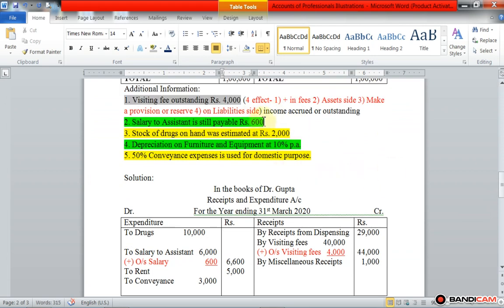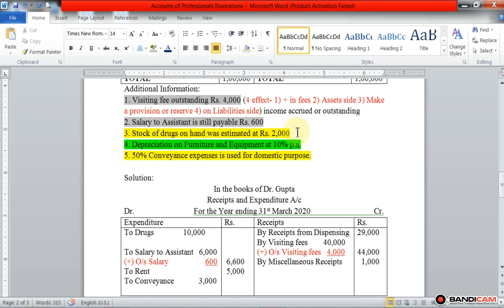Now additional information number third. Stock of drugs on hand was estimated at rupees 2000. Okay, drugs purchased amounted to rupees 10,000, out of which 2000 remains in hand with Dr. Gupta. It means rupees 8,000 of drugs are sold out by Dr. Gupta, and 2000 is left with Dr. Gupta.